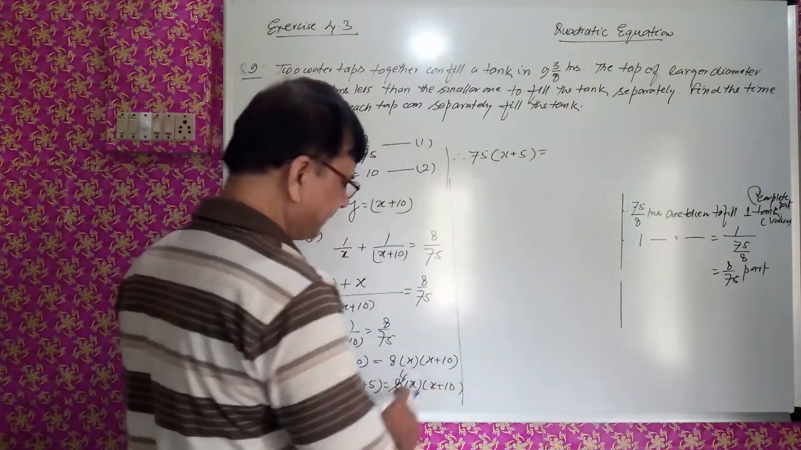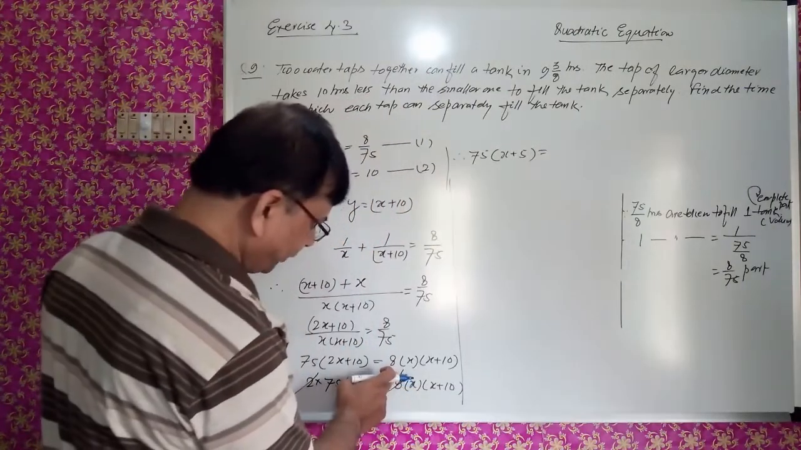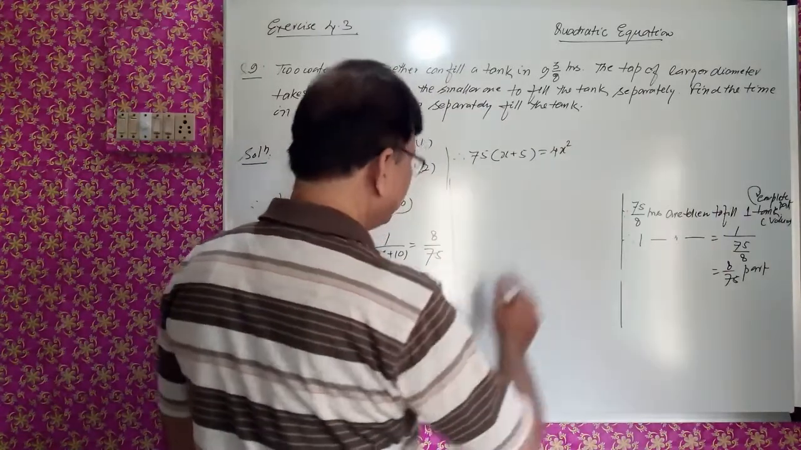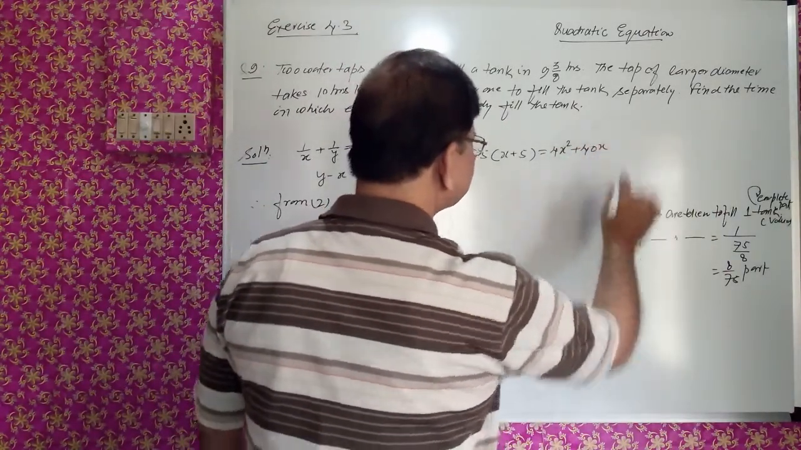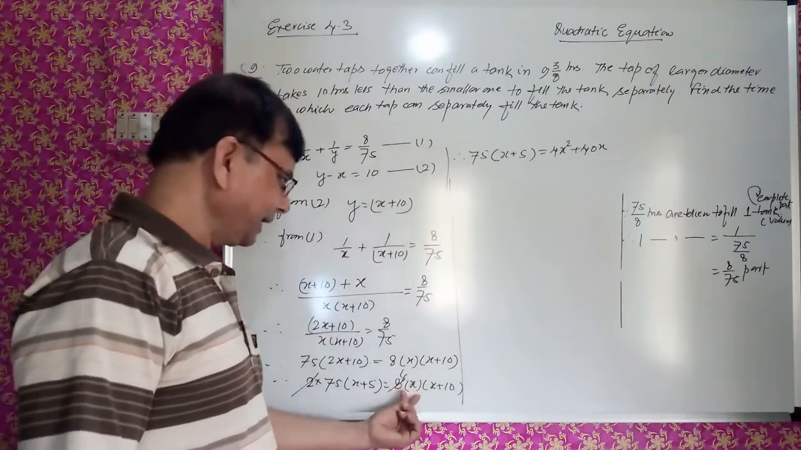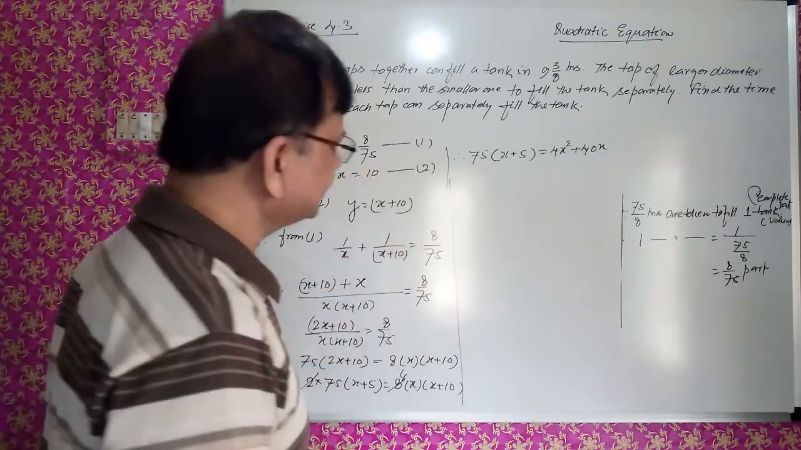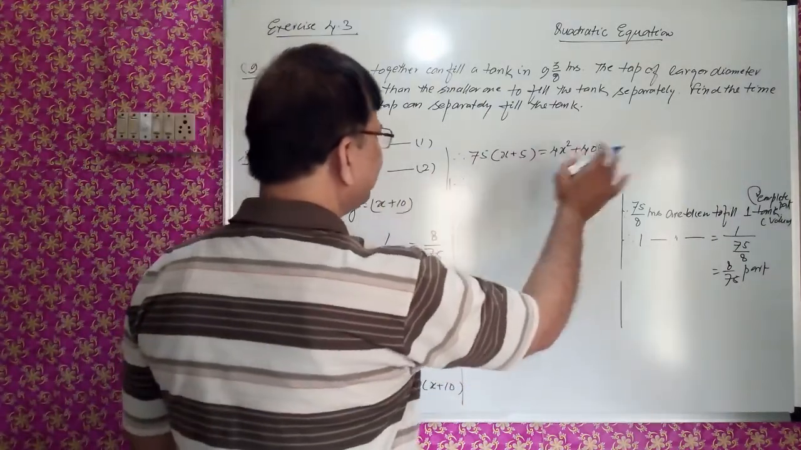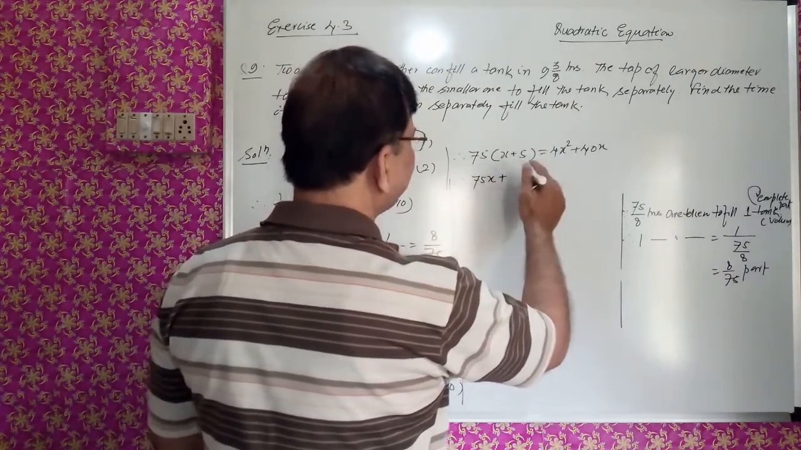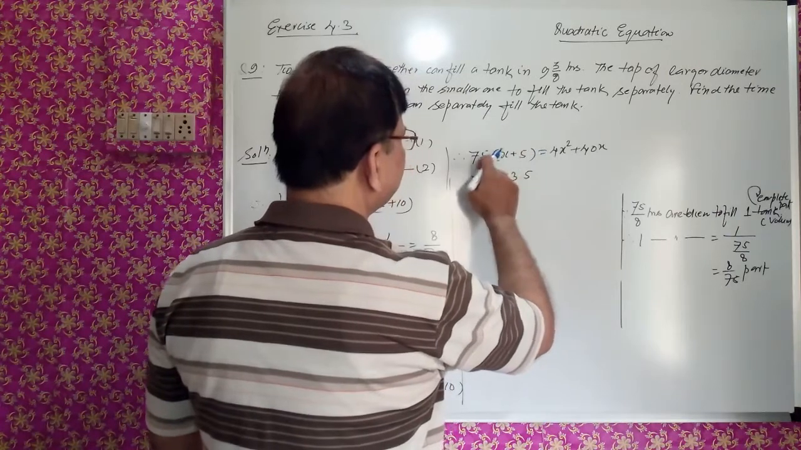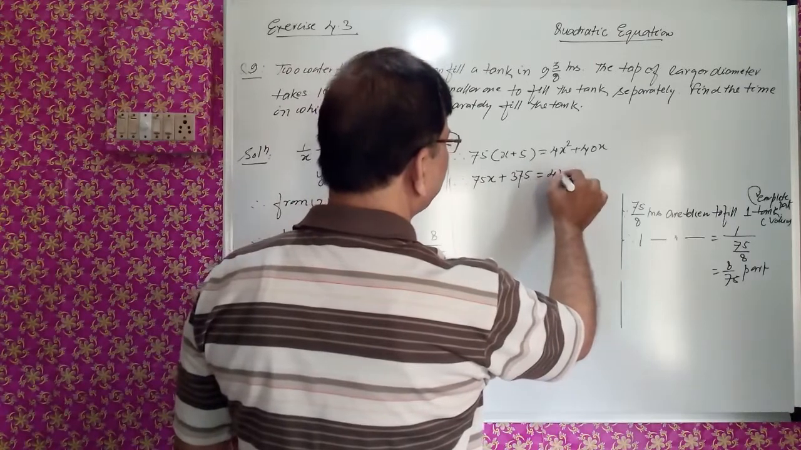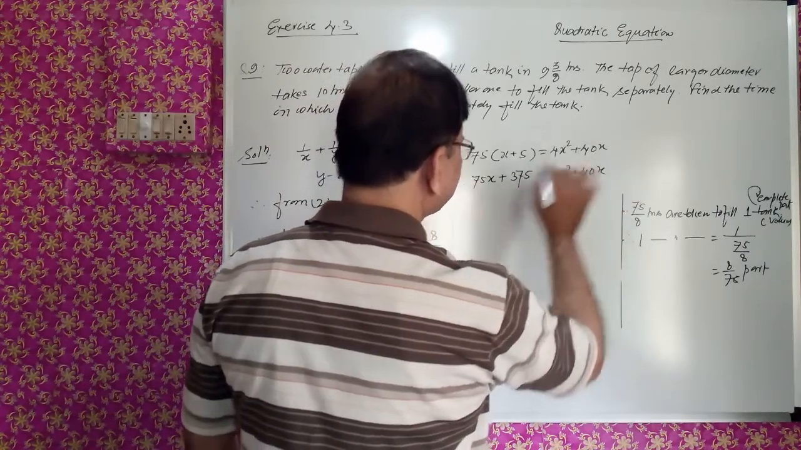Multiply with this part. That is, it is 4x multiplied by x, that is 4x square, plus 40x. 4x multiplied by x, that is 4x square. 4x multiplied by 10, that is 40x. Therefore, further simplification, that is 75x plus, multiply this by 5, 375 is equal to 4x square plus 40x.